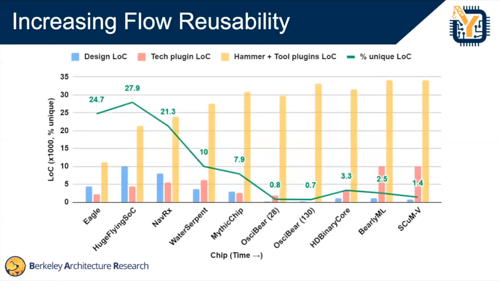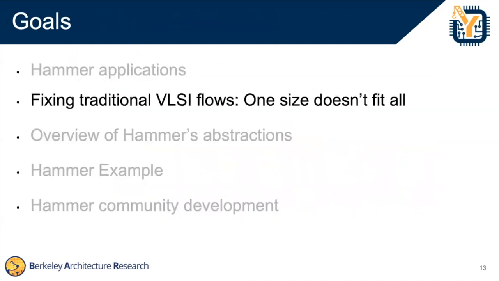And I want to point out here on this previous slide, you can see that on the latest chips, we have single-digit percent of unique lines of code. And this means that most of our flow is automated at this point. There's very little tweaking that you need to do. Coming out of Hammer, you get a pretty reasonable RTL-to-GDS flow that works 90% of the time. Of course, it never works all the time.